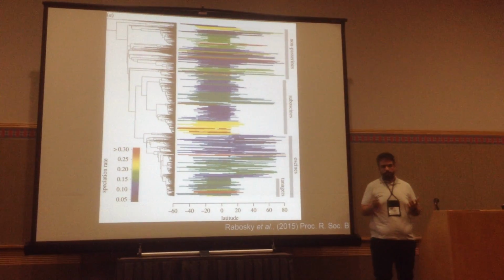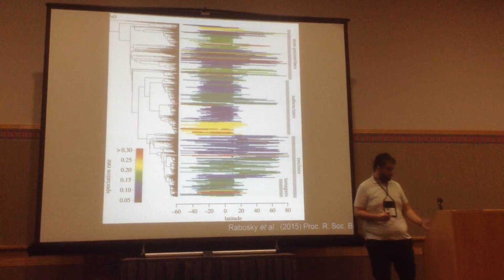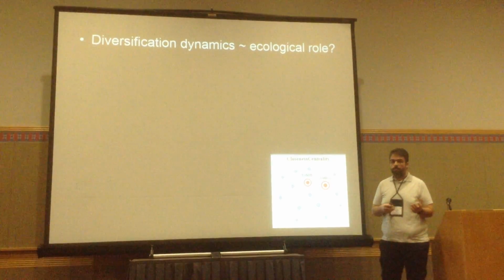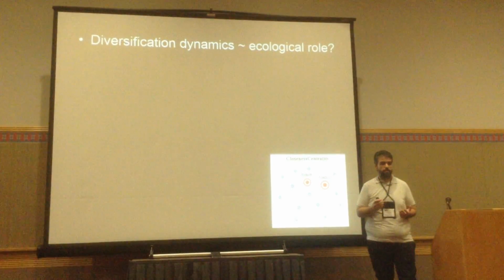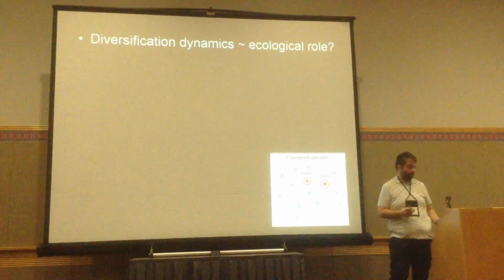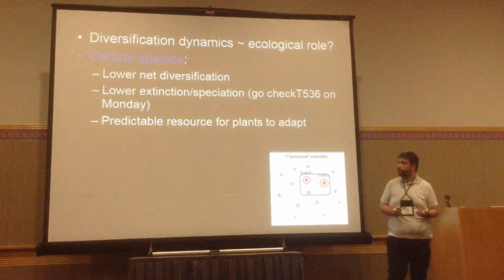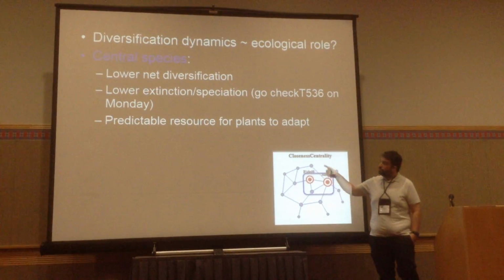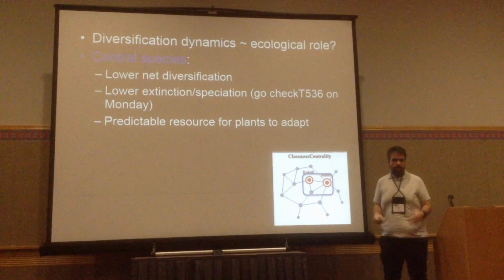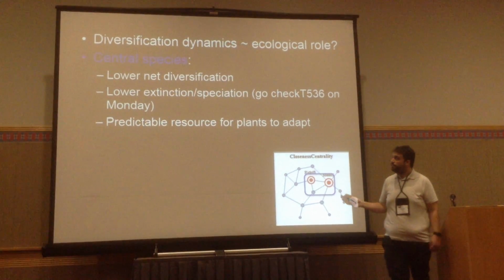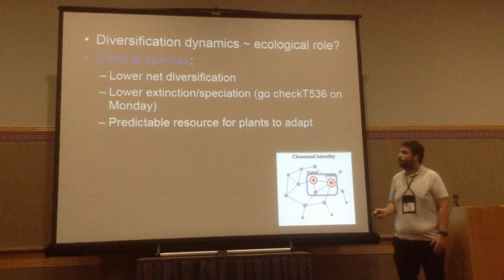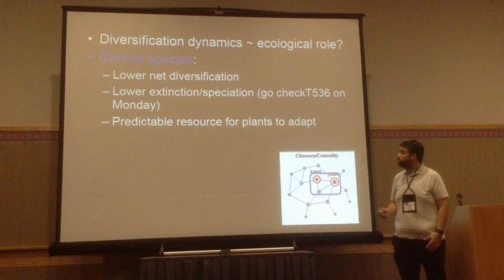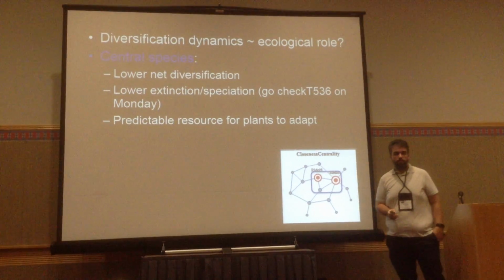So based on those two types of data, network data and diversification data, one question came to our minds. Is the diversification dynamics somehow linked to the ecological role that species play in an interaction network? For example, some hypotheses. Here's just one of the cartoon examples. Central species, the species that have an important role in this network, do they have, for example, lower net diversification that comes from lower extinction and lower speciation rates? Usually those rates can be linked.